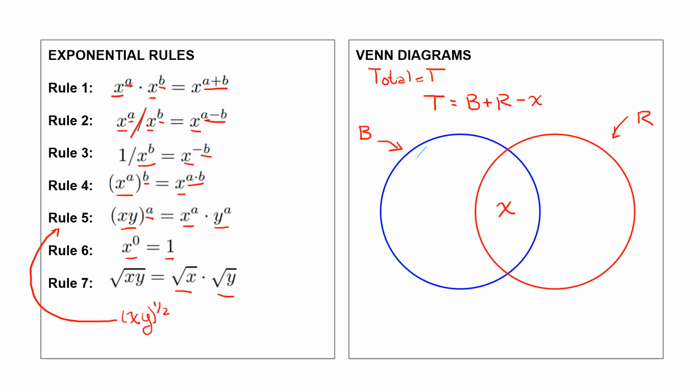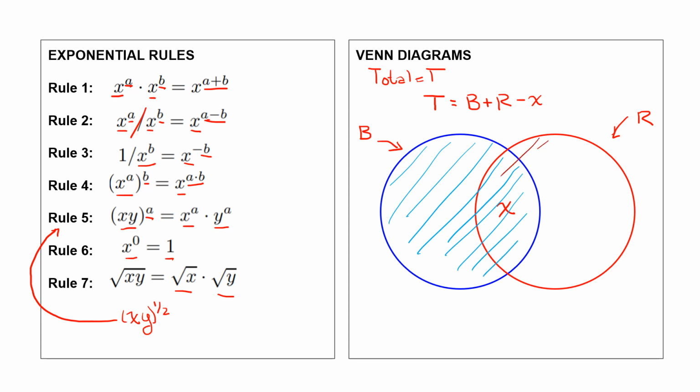Well, blue covers this entire portion, including that X, right? And red covers that as well. So we're basically double counting that X portion, right? That intersection area. So we have to remove it once just to account for that.